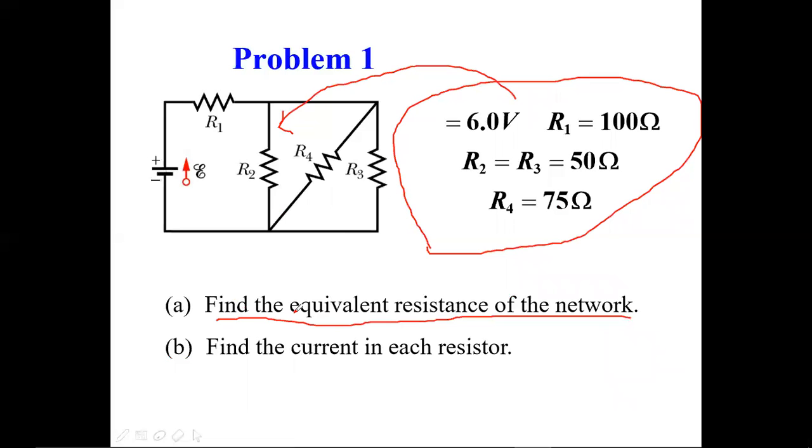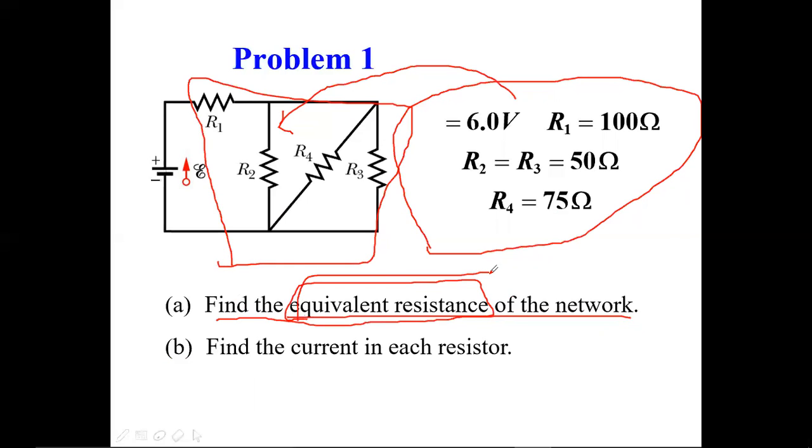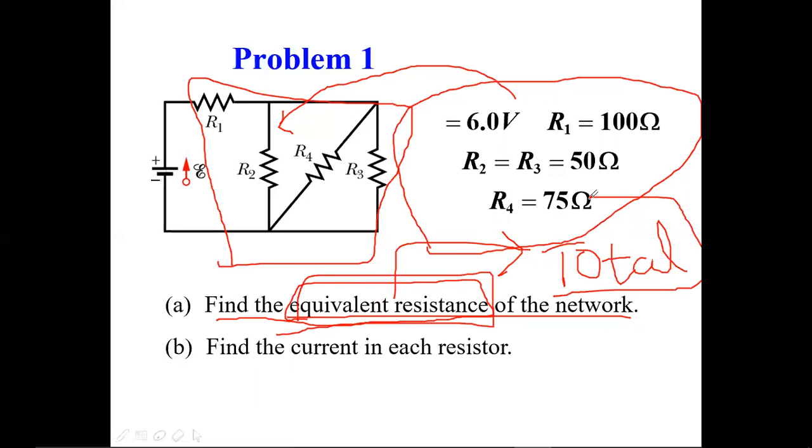What does equivalent resistance mean? It means if there is a bunch of resistances, you need to convert that bunch of resistors into a single resistor. That is called equivalent resistance. Equivalent resistance means the total resistance of the circuit. The simple definition: the total resistance of any circuit is called equivalent resistance.